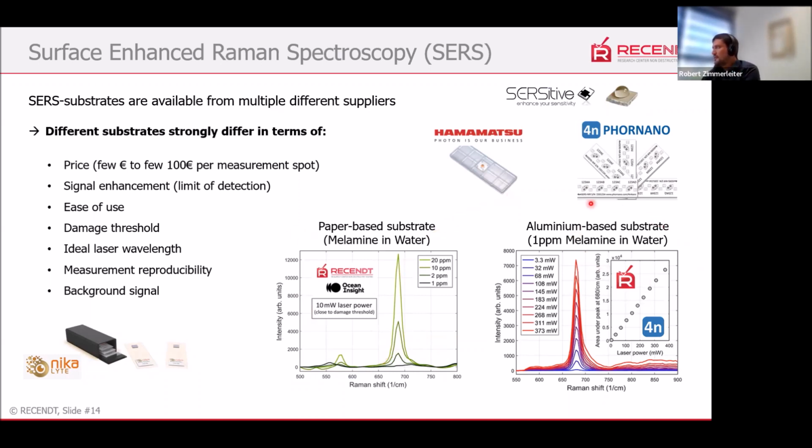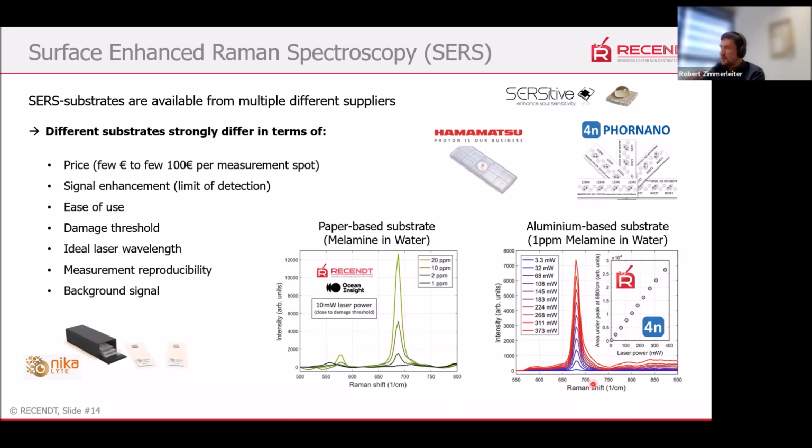Another substrate that works much better in terms of damage threshold is aluminum-based substrates. Here we can see the measurement of just 1 ppm melamine in water with different laser powers, going from 3.3 milliwatts up to the full laser power of the system we used in this measurement, which is 373 milliwatts. You can see the peak of the melamine rises with higher laser power, as you would expect. In the inset, you can see the height of the peak plotted versus the used laser power, and it is a perfectly linear behavior, which means that the substrate is not broken at any point with high laser power.